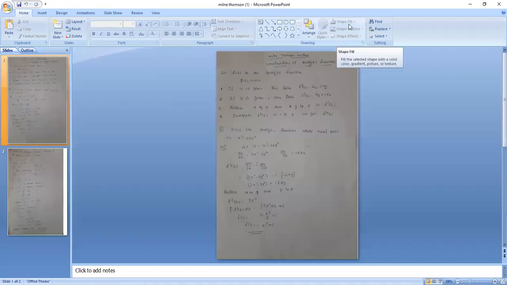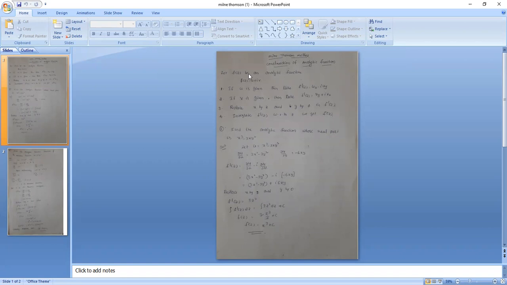Good morning to all. Today we are going to discuss the Milne-Thomson method. Using the Milne-Thomson method, we can construct the analytic function. That means one of the values is given. If the real part is given, we can find the imaginary part and the analytic function. Or if the imaginary part is given, we can find the analytic function as well as the real part.